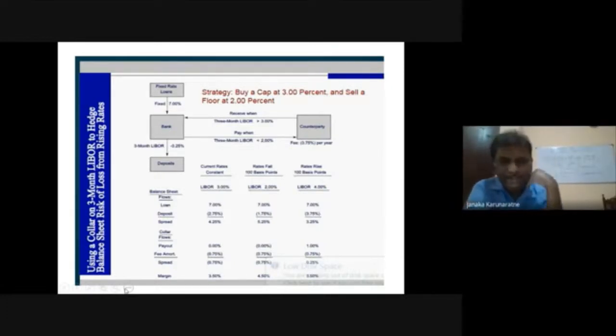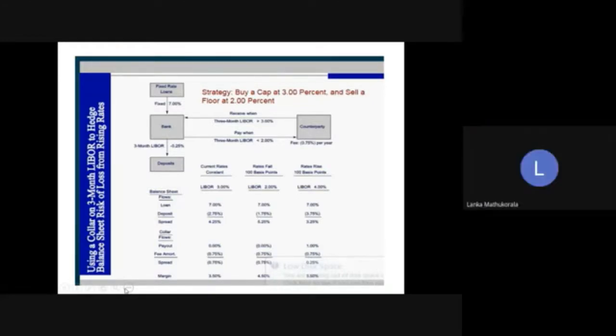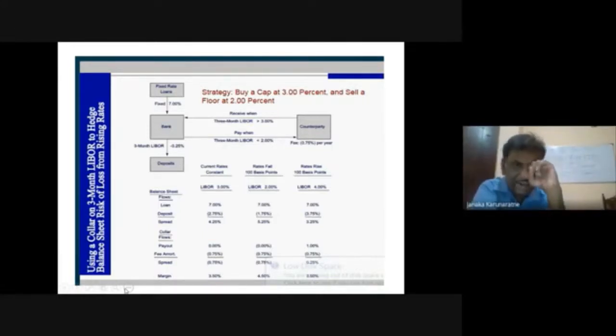Why? Tell me why. Because their loan rates are fixed and they have to pay the floating rate for the deposits. Exactly. Okay, the risk is rising interest rates. Because loans are fixed, deposits are variable. So if the interest rate rises, you have to pay a higher rate to the depositors, so your spread will come down. So that is the repricing risk.